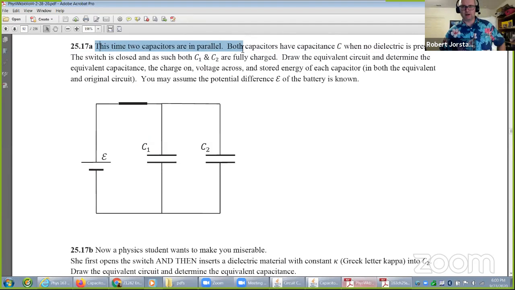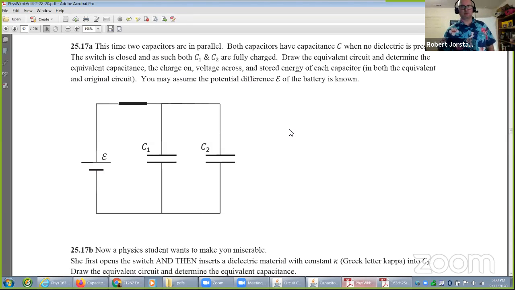Two capacitors are in parallel. They both have capacitance C when no dielectric is present. All right, so we're going to start doing the algebra behind all of this. And the switch is closed, and assume the potential difference of the battery is known. Draw the equivalent circuit.